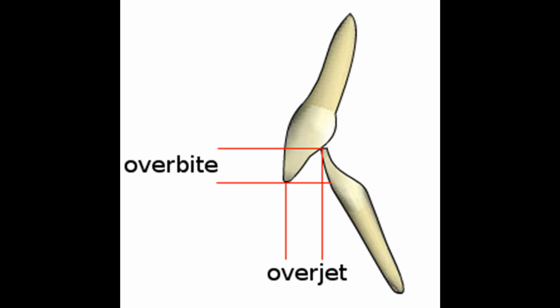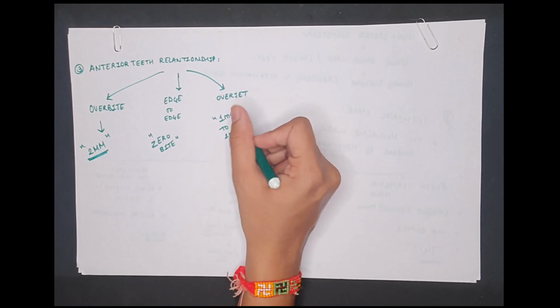An overbite is the distance which the incisal edge of the maxillary incisors overlaps vertically past the incisal edge of the mandibular incisors. And what is overjet? It is the horizontal distance between the lingual aspect of maxillary incisors and the labial aspect of the mandibular incisors when teeth are in the centric occlusion, as we can see in the picture. And edge to edge is when the incisal edges of two incisors are in the same plane. This is also called zero overbite.